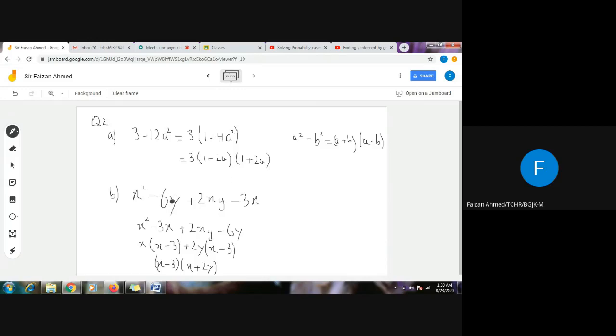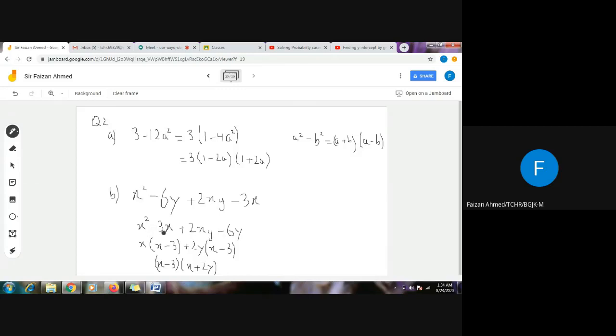In the last question, we have 4 terms, and we are asked to factorize again. There is nothing common between x square and 6y, so we have to arrange these terms. This is the x term and this is the x term. So I am taking this minus 3x forward, and I am taking the 6y backward, just shuffling my terms. After bringing 3x in the front and 6y at the back, this will be my expression.